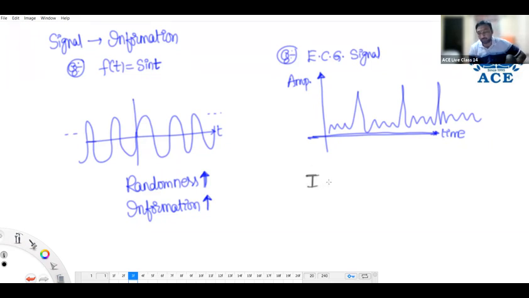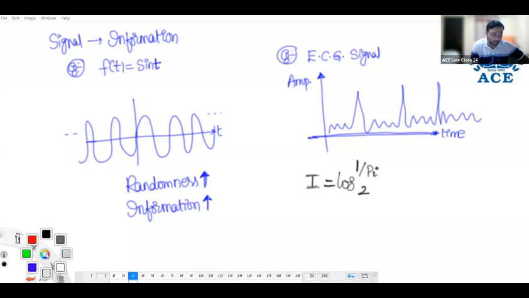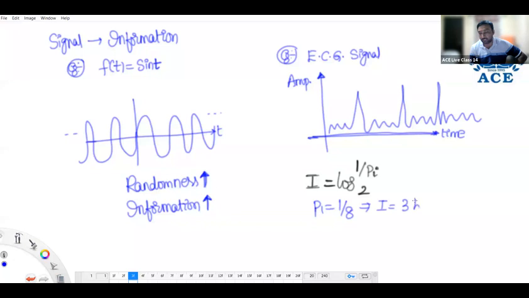The fellows who have studied probability, PTSP subject, communication subject, the information in a discrete event we are defining as logarithm of 1 by P base 2. If we select a probability like 1 by 8, how many information bits are needed? 3 bits are needed. But if you take the same probability as 1 by 32, what will be the number of bits? 5 bits.